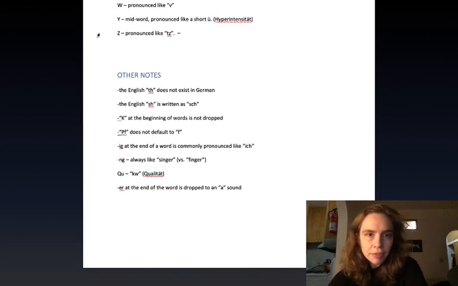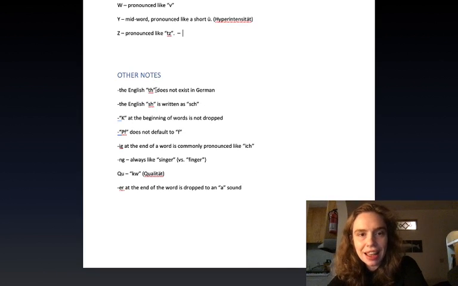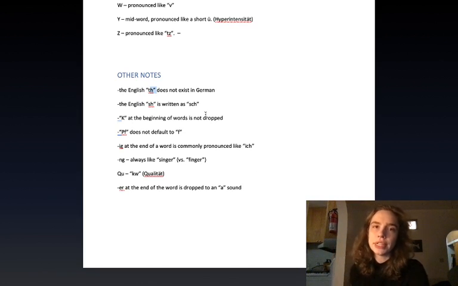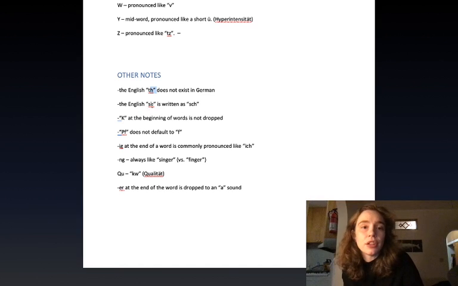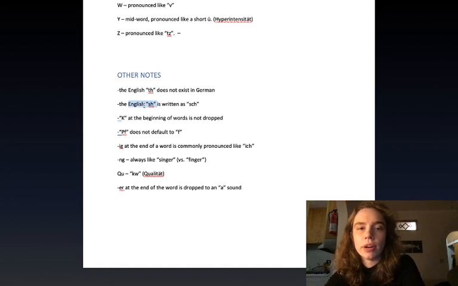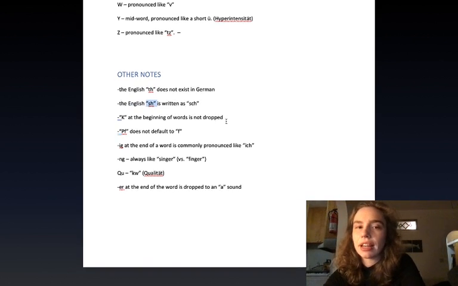So other brief notes. The English TH does not exist in German. If you see T and H together in a German word, you're going to pronounce it just as a T. English SH, like that sound, sh, is written as SCH. So if you see SCH in a word, it's going to be just like kind of an sh sound.